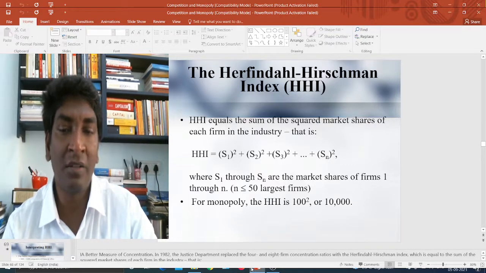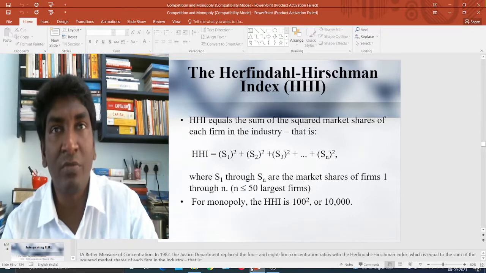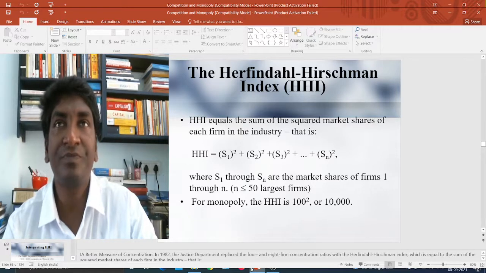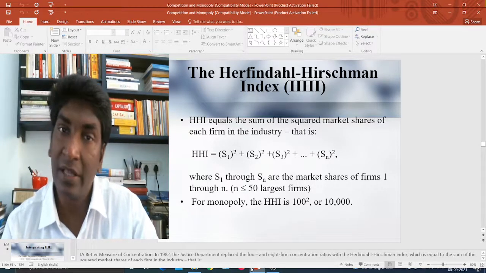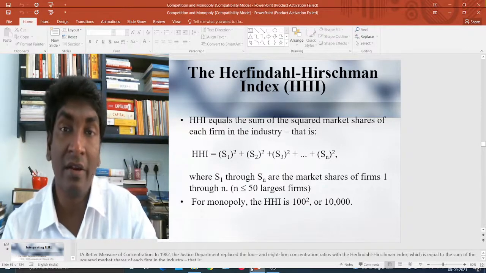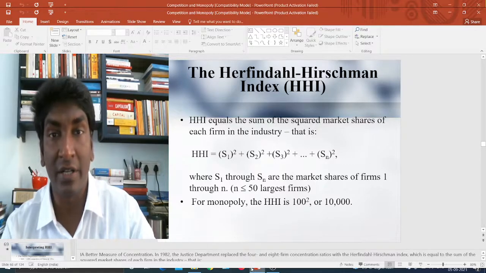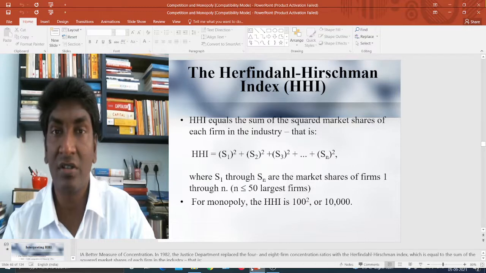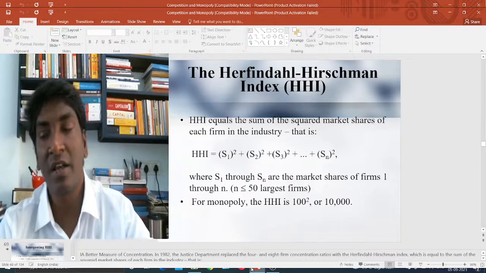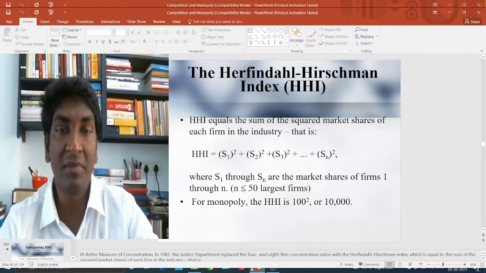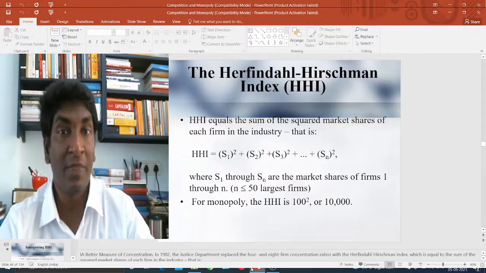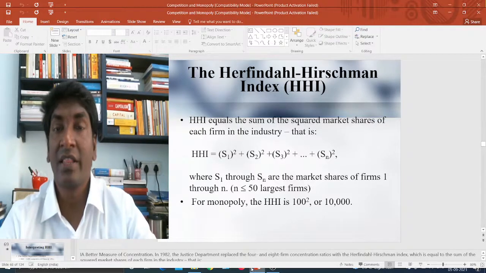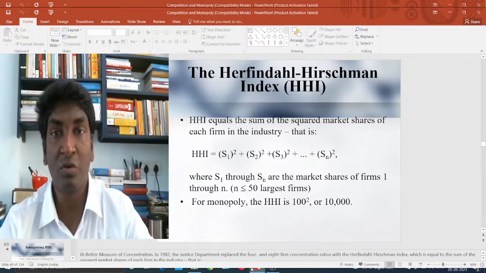Here S1 through SN are the market shares of firm 1 and so on, because you may have different markets under your control. For example, one X company can have a commodity which is sold not only in India but also in a number of other places, non-Indian markets, plus the Indian market. That is what is called the concentration of that particular firm. The very idea is simple: an X firm need not be concentrated in one place. If you calculate their marketability together, then we can say whether the firm is in fact concentrated or a monopoly kind of firm.